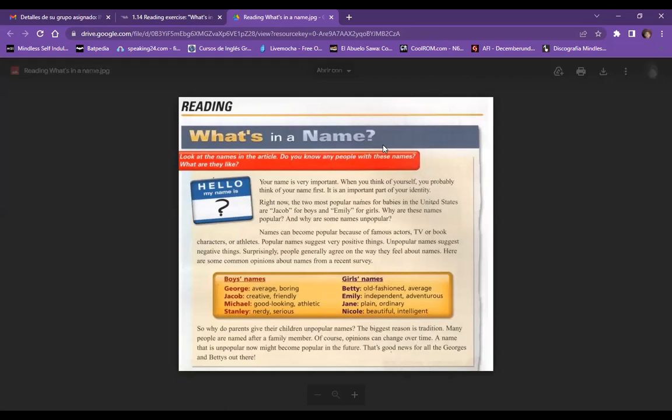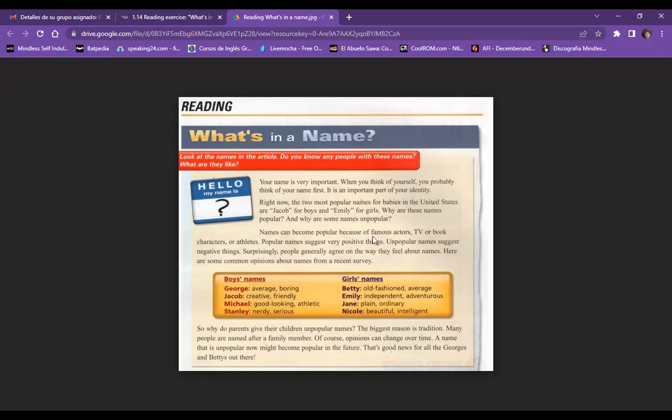What's in a name? Look at the names in the article. Do you know any people with these names? What are they like? Your name is very important. When you think of yourself, you probably think of your name first. Isn't it an important part of your identity? Right now, the two most popular names for babies in the United States are Jacob for boys and Emily for girls. Where are these names popular? And why are some names unpopular?